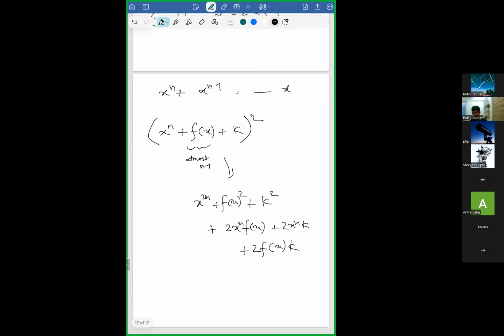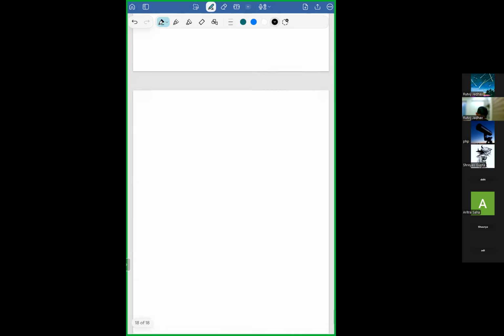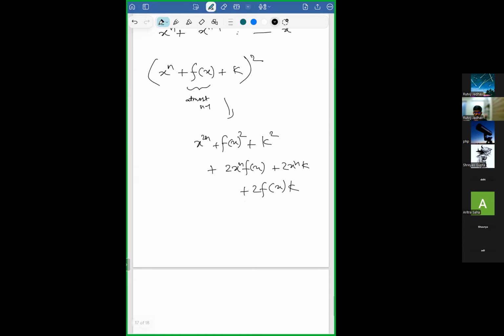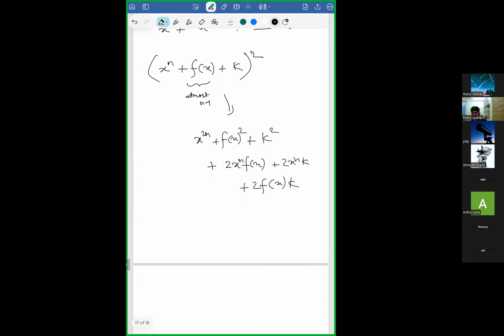So take f(x) common from the other three elements like f(x) square, 2f(x)k, 2x to the power n f(x). Could you repeat the last part? Right, so x to the power 2n, k square, and 2x to the power n into k: these three terms will be positive and all the other terms will be negative. We are trying to construct such a thing. So we take f(x) common from the other three elements.